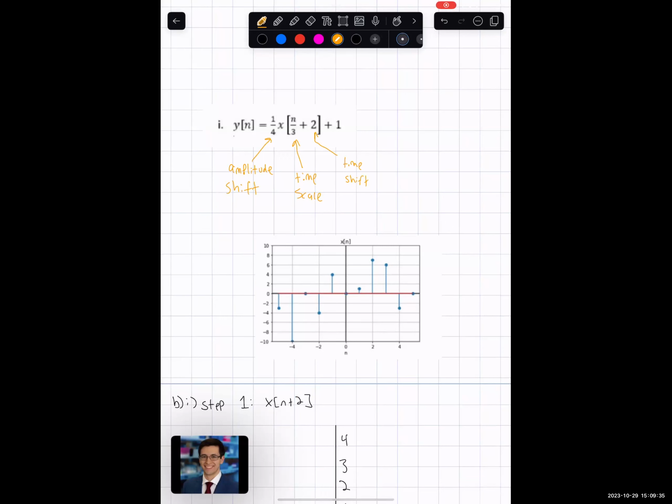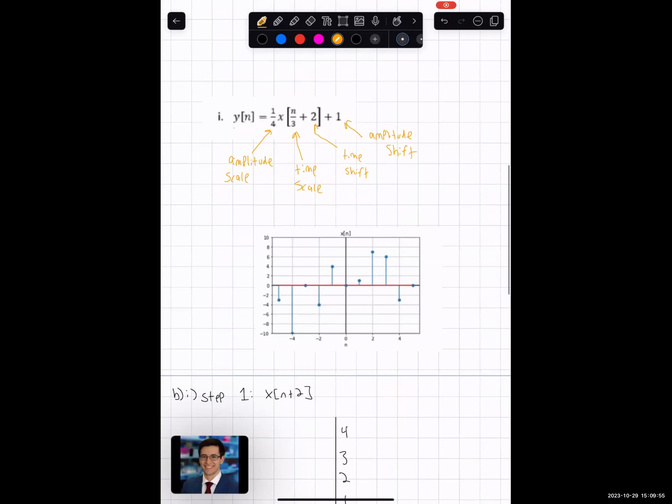And an amplitude shift, guys, or a DC offset. Okay, and it's really important in the order in which you do these things. This is not amplitude shift, it's amplitude scale. I think I said scale, but wrote shift. Is it scale? Is it shift?